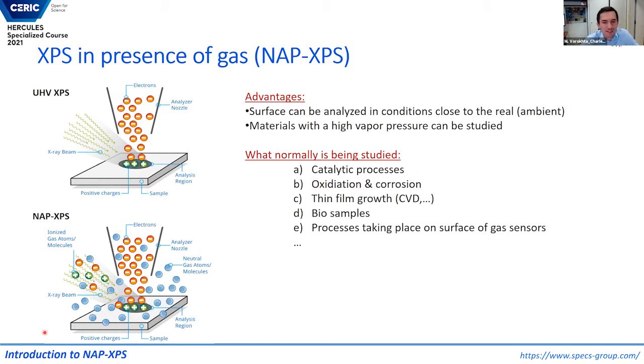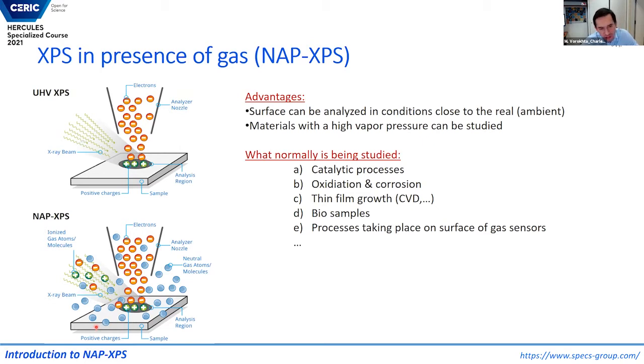Also, you can do other types of studies. You can follow how the surface is oxidizing, for example, or corrosion, and you do this online. It means that you can follow the dynamics of this process on the surface. Also, sometimes you can study samples which have a high vapor pressure.